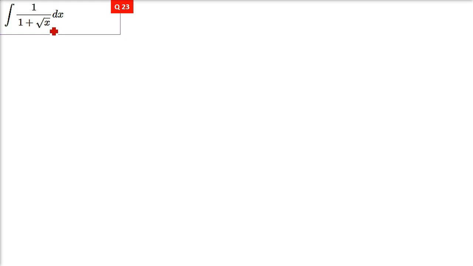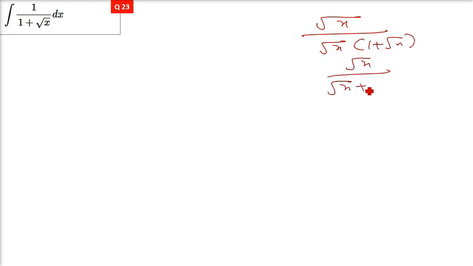Let's rationalize it. But the scenario which will be after cannot be handled in the way we want to. So how are we going to go about it? See, we have under root x and under root x as the numerator and denominator. Let's multiply this with the whole term. Numerator will be root x, denominator will be root x into 1 plus root x.